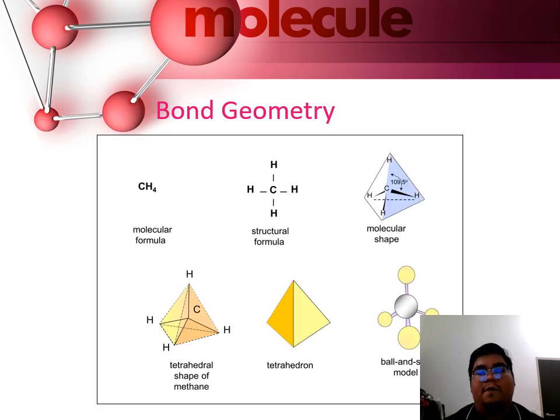Now we're going to move forward towards bond geometry. Geometry is the shape of the molecule. So how does one determine the shape of a molecule? Okay, so we know some of the basics here, and we're going to go over it. The first one is the molecular formula. This is when you see letters, for example CH4, and this is what we call a formula. When you see a bond, like a dash here, this is what we call a structural formula, or a Lewis structure. But the shape is what we call the molecular shape. This is how it looks in three-dimensional shape.